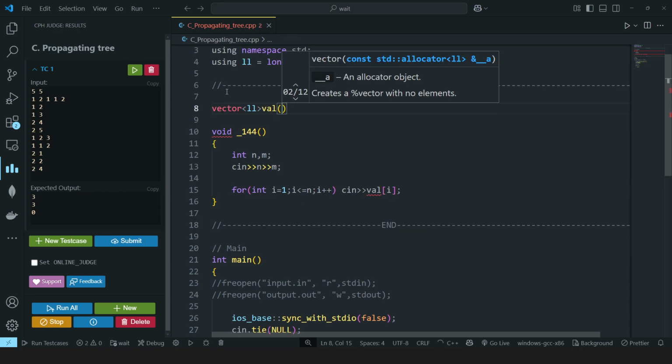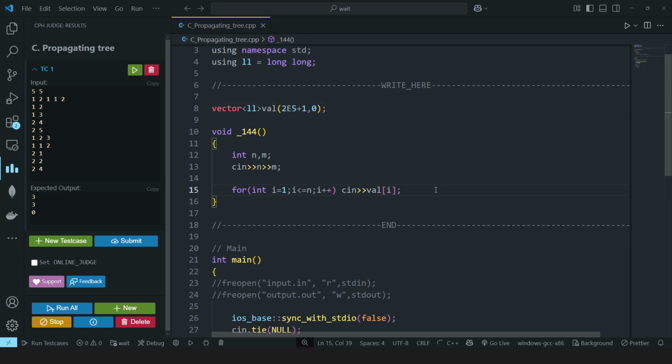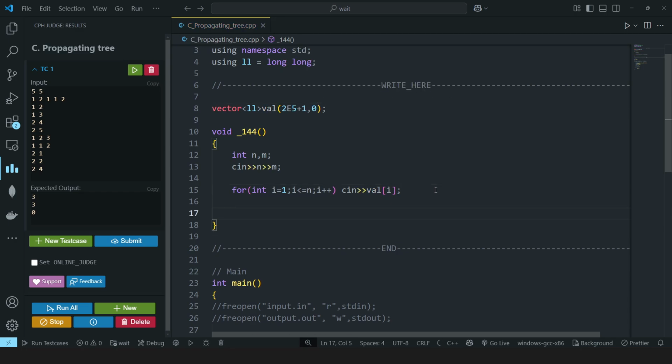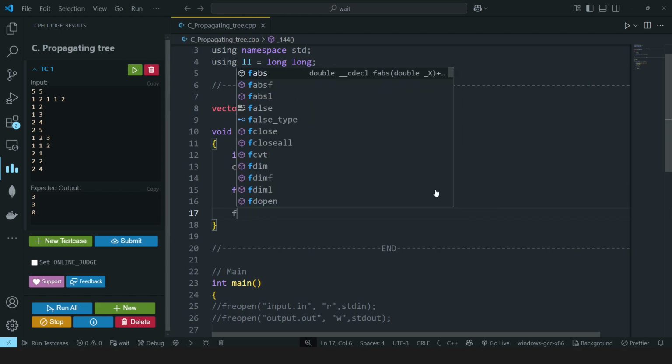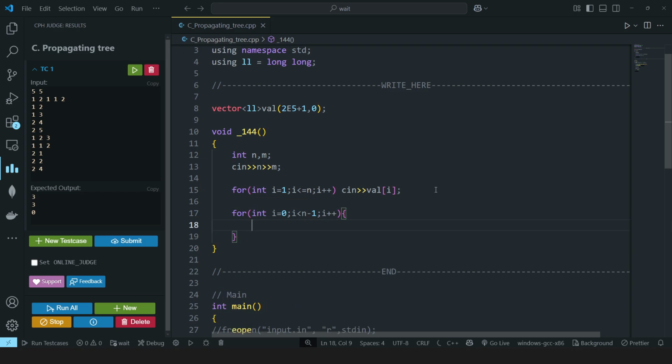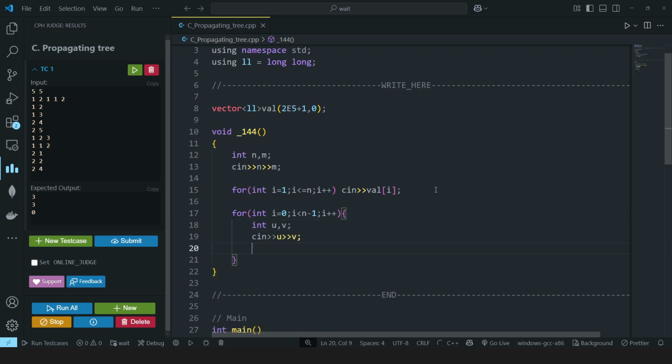And since the maximum value of n can go up to 2 into 10 to the power 5, once the input for the n integers is done, next I have to take the input for the tree, that is for the n minus 1 lines. For each line there will be two integers, u comma v. I have to draw a bidirectional edge between them, right?